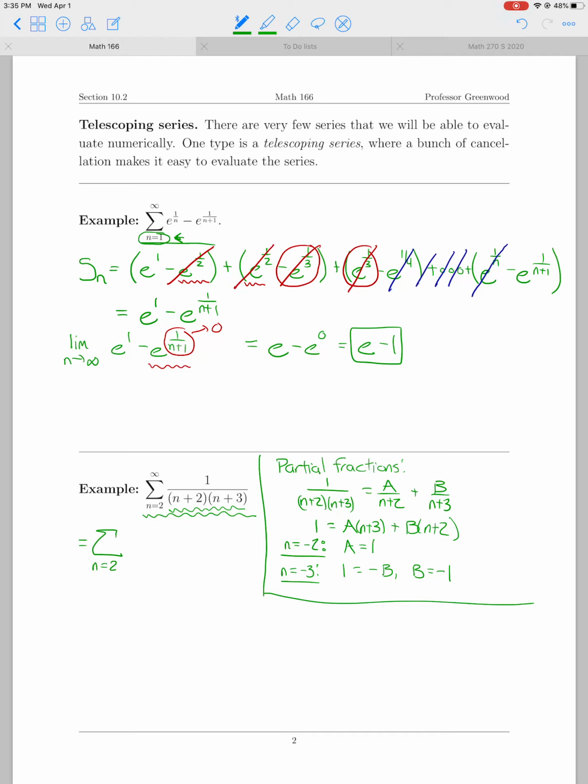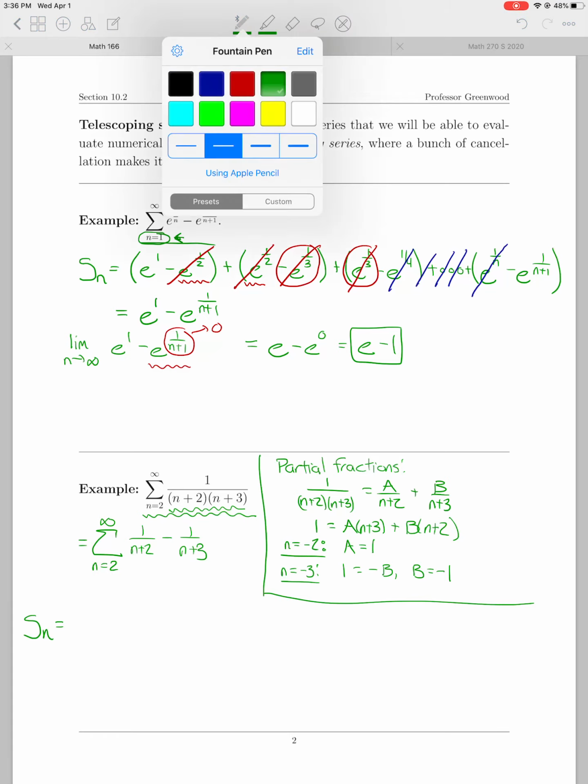And I know that this series is the same now as 1 over n plus 2 minus 1 over n plus 3. And now we can see that there's this negative sign between the terms, and so it's likely that this will be a telescoping series. And so at this point, I just need to repeat the same procedure I did for the last problem, which is I want to sum up the first n terms in this series.